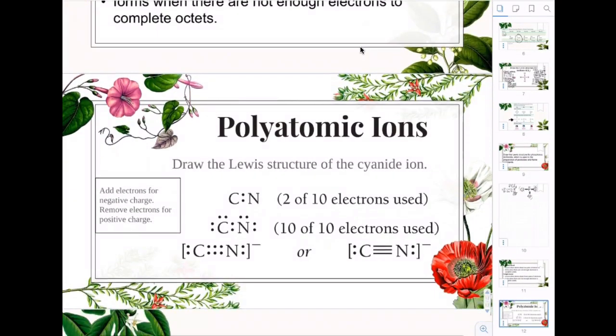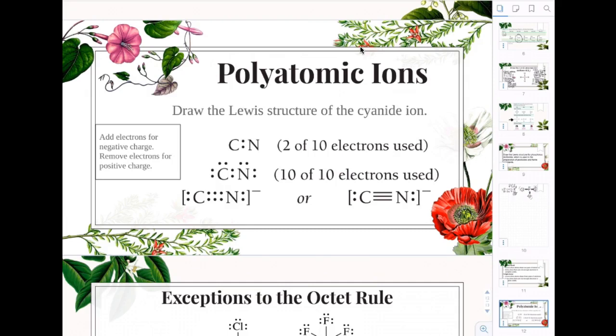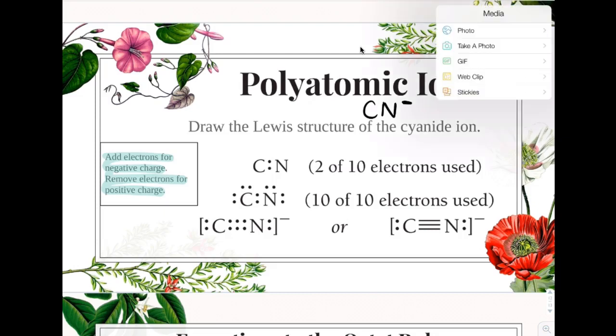And so going further into an example of showing you that, I'm also going to tell you about how to deal with polyatomic ions. So for your polyatomic ions, the ones you're memorizing, we're going to look at this rule. Add electrons for negative charge, remove electrons for positive charge. So if you are negative, that means you have more negative electrons, and so we're going to be adding electrons for negative charge. If you're positive, you lost the negativity, so we're going to be removing electrons for the positive charge. So we look at cyanide. Cyanide is CN minus.